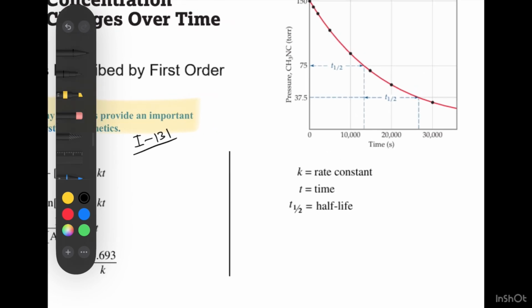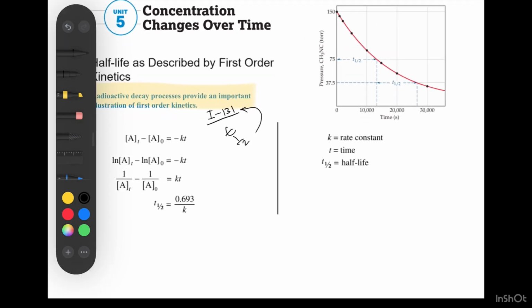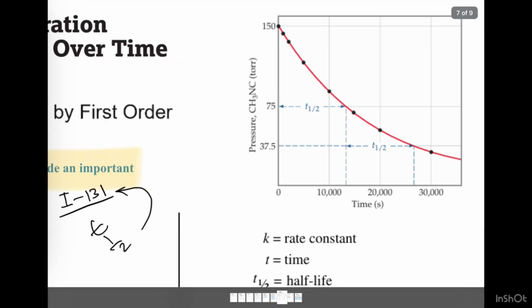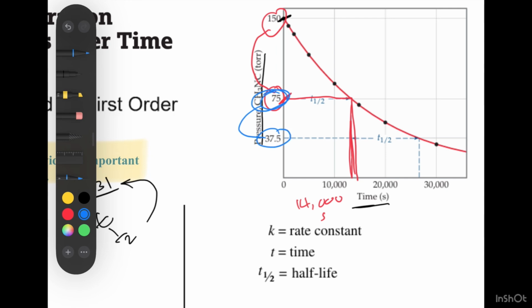Okay, so if we just have a look at this point, as we said, the T half for first order reactions is always fixed. Here we have pressure on the y-axis with respect to time, and we can see that we started with 150. Half of 150 is 75. So there's a time needed for the 150 to drop to 75, which is close to 14,000 seconds. And for the 75 to be halved, it takes time as well.